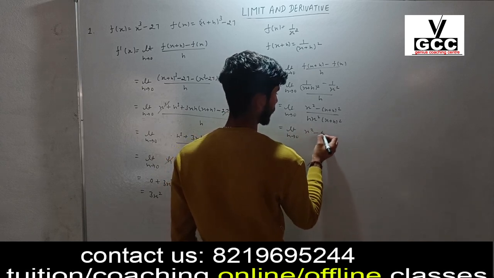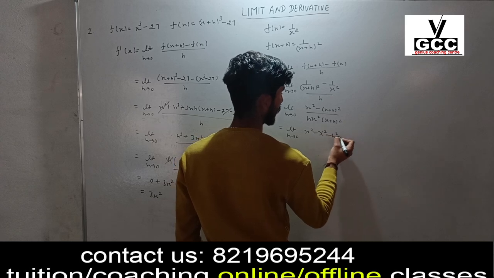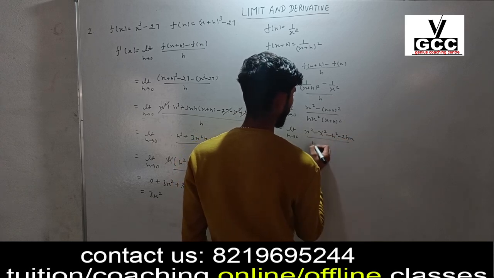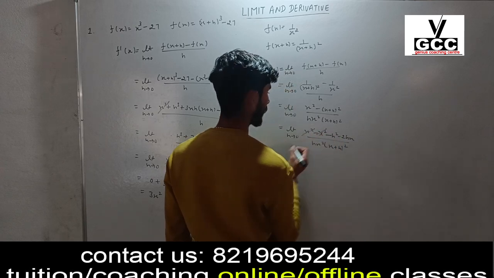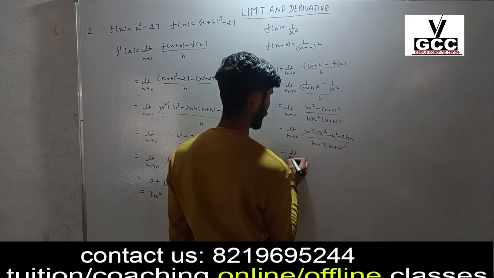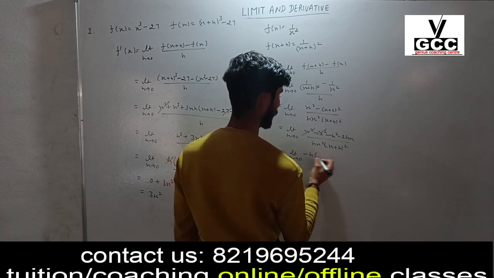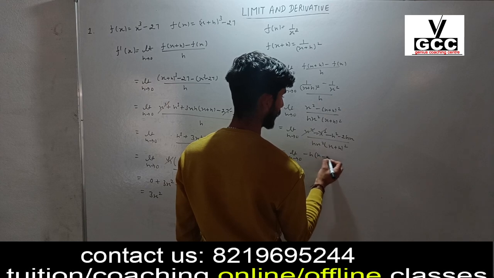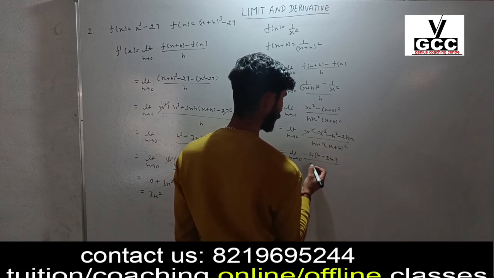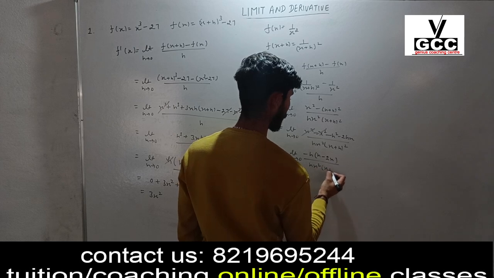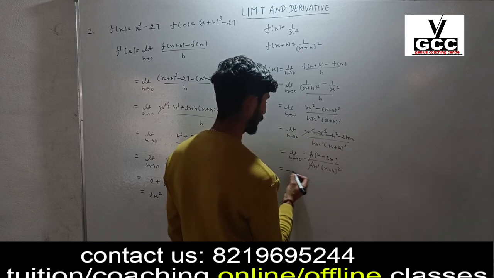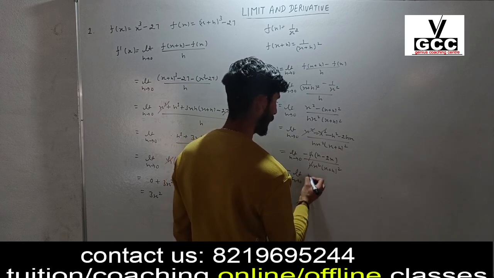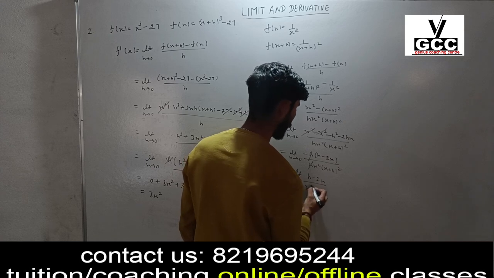Now solve out: x square minus x square minus h square minus 2hx whole upon h x square into x plus h whole square. x square cancels, and h will be common. Take h common, we will get h minus 2x whole upon h x square into x plus h whole square. h cancels with h, and we get minus limit h approaches to 0, h minus 2x upon x square into x plus h square.